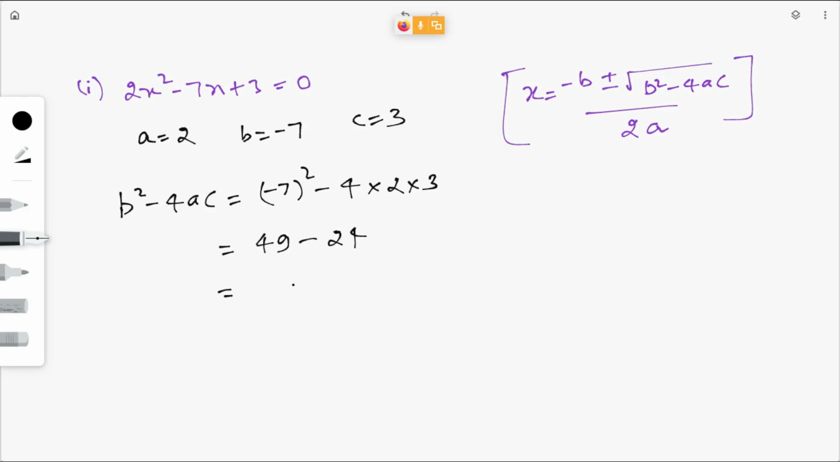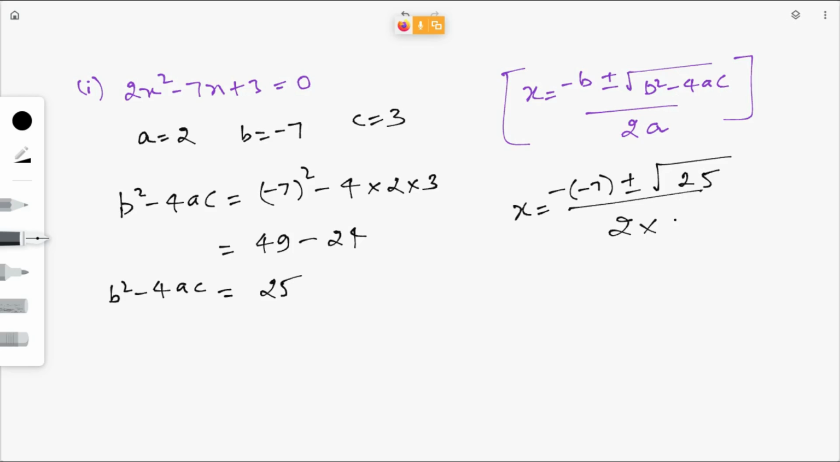How much will you get here? 25. Yes. B square minus 4ac is not a negative number, so real roots exist. Now you can use this formula. X is equal to minus of minus 7. Instead of substituting values again, just write 25 here, divided by 2 into a, which is 2. You will get 7 plus or minus root of 25, which is 5, divided by 4. That is your x.